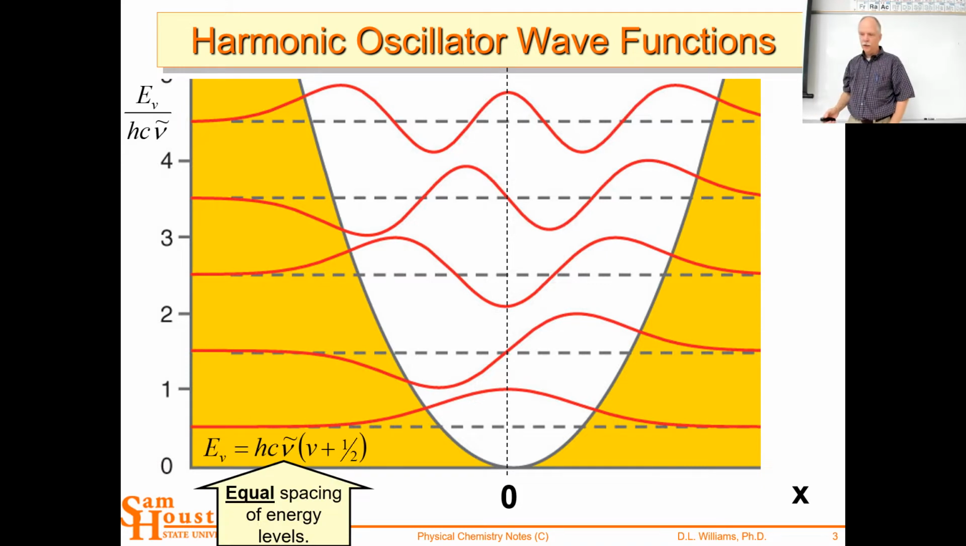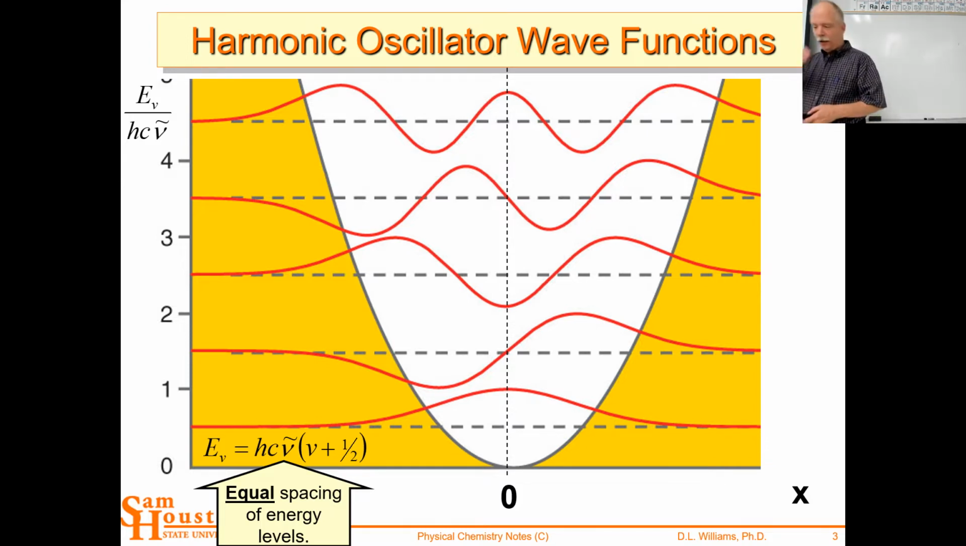Let's see what else we can say. So this is just showing you the energy equation. hc times nu-tilde in wave numbers, the hc just converts it from wave numbers into joules. And it's times v plus 1/2.